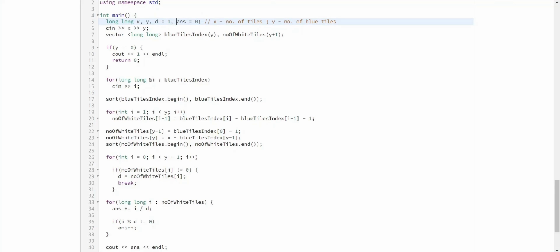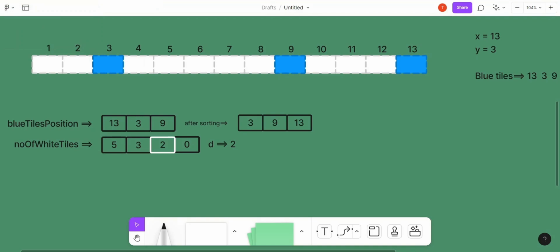Now the answer is 0 because there is a possibility that there might be all blue tiles. So zero paint jobs are required, since blue tiles cannot be painted red.